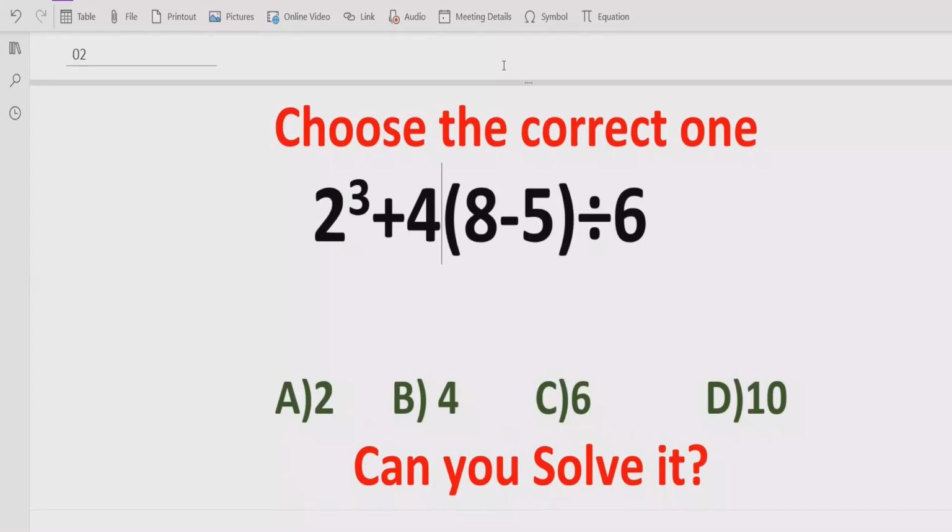In the answer list, we have 4 answers: 2, 4, 6, and 10. So let's see after solving it which answer is correct.